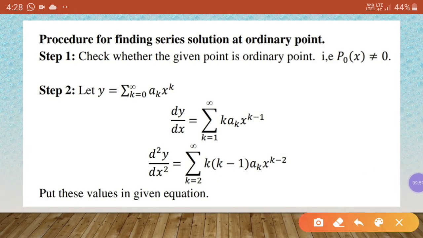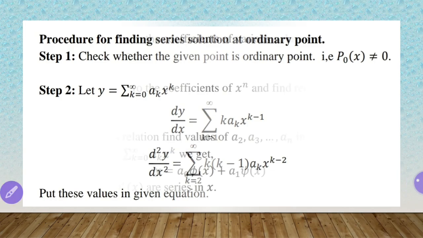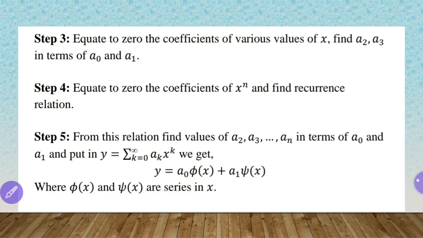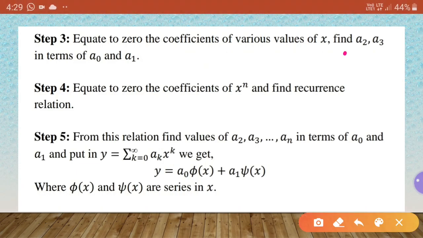The second step is to assume that the solution is y equal to summation k equal to 0 to infinity of ak x to the power k. Then find its dy by dx, then d2y by dx square, and put all these values in the given differential equation. The third step is to equate to 0 the coefficients of various powers of x and find A2, A3, A4 in terms of A0 and A1. So we will get A2, A3, A4, A5, A6 in terms of A0 and A1.